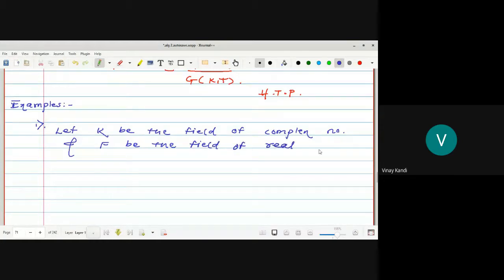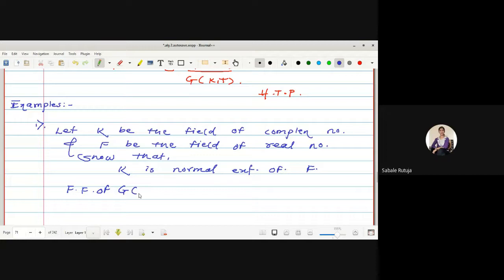Show that K is a normal extension of F. Okay, that is, we have to show that the set of complex numbers is a normal extension of the set of real numbers. That is, we have to show that the fixed field of GCR is equal to R. For that, I first have to find GCR.